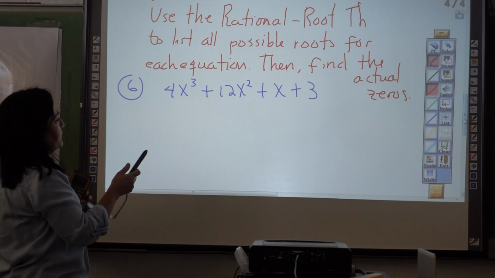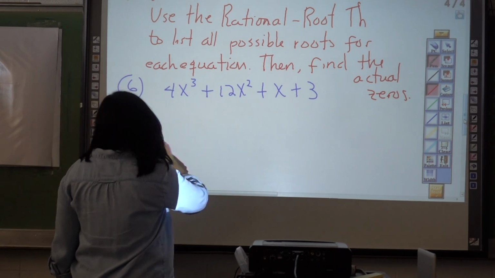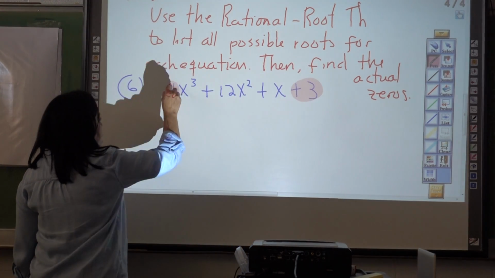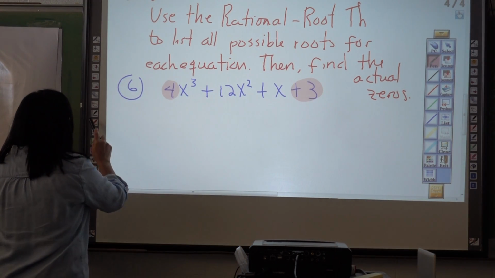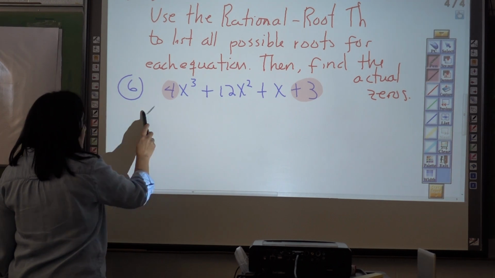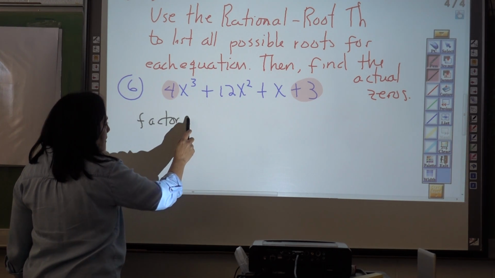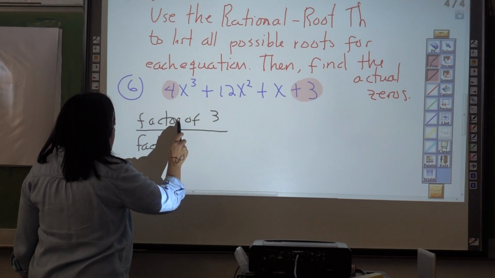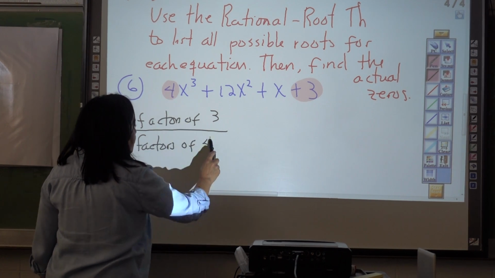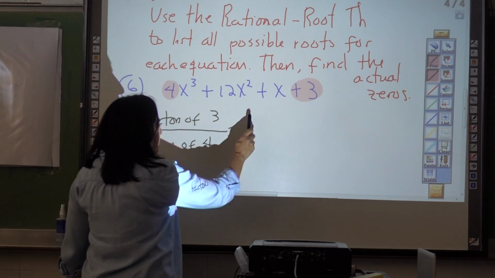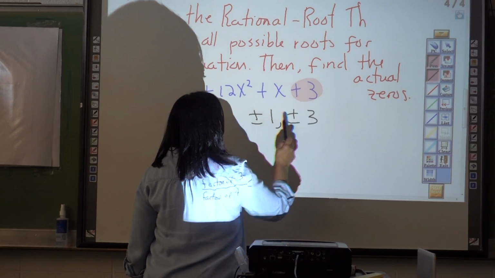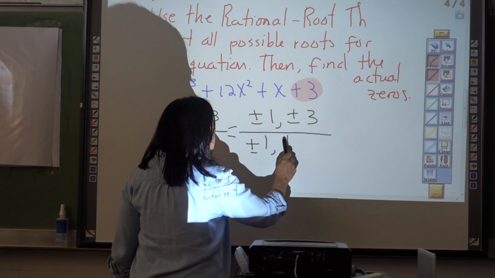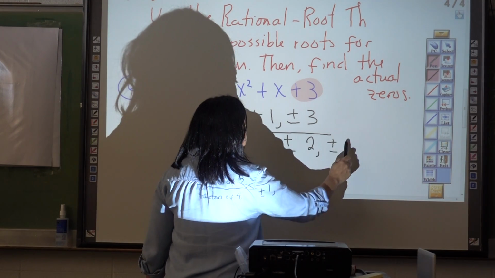What the theorem says is that after having descending order, what we're actually using is the constant and the leading coefficient. So the possible roots are going to be factors of 3 over factors of 4. Factors of 3: positive or negative 1, positive or negative 3. Factors of 4: positive or negative 1, positive or negative 2, and positive or negative 4.